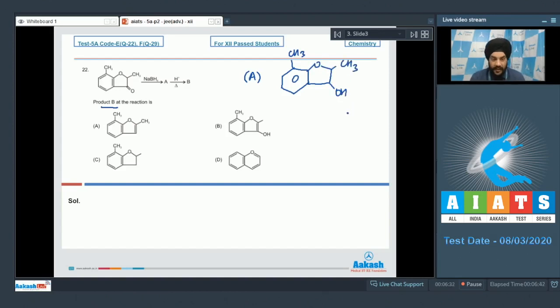This is going to be the structure of A. Now if we talk about the reaction of this compound A with H plus and heat, we're going to get an alkene over here. There is going to be acid catalyzed dehydration and the final product which will be obtained is going to be this. There will be aromatization in the system and we are going to obtain this product as the major product B.